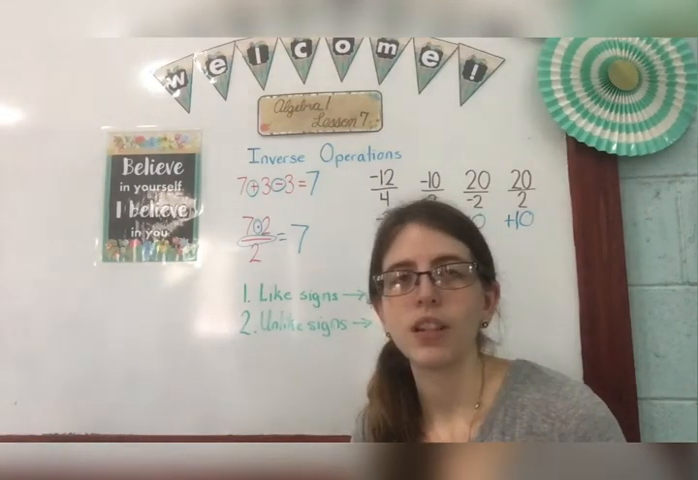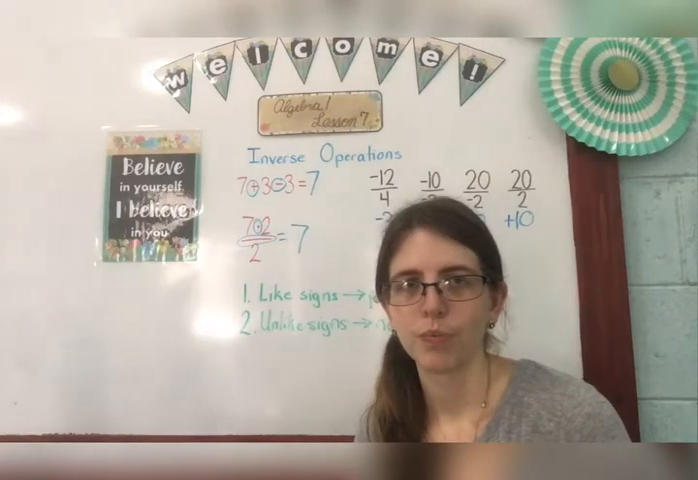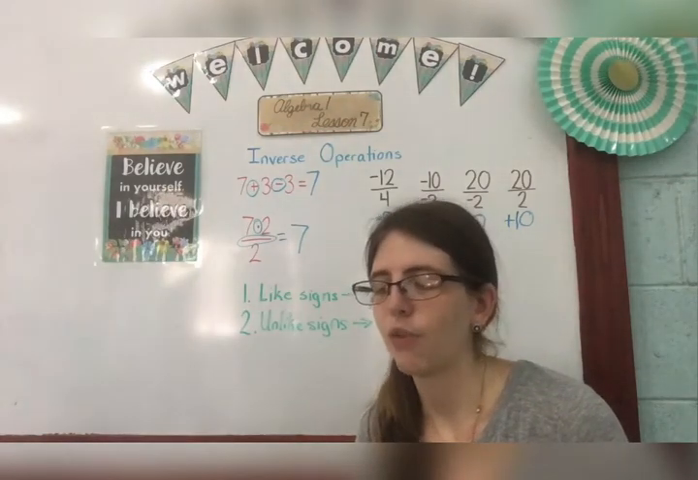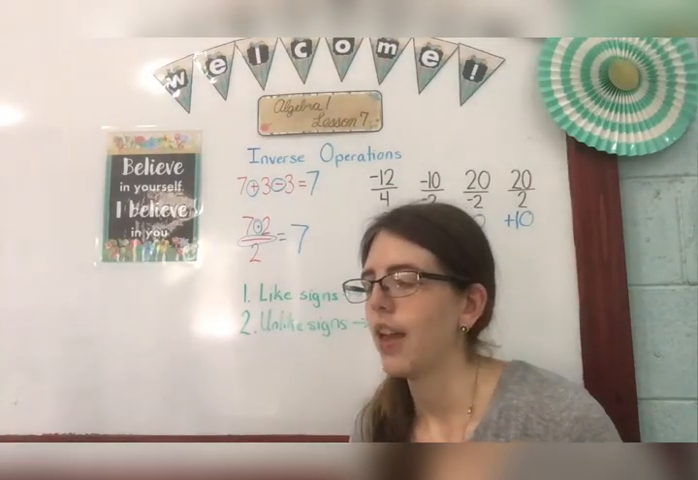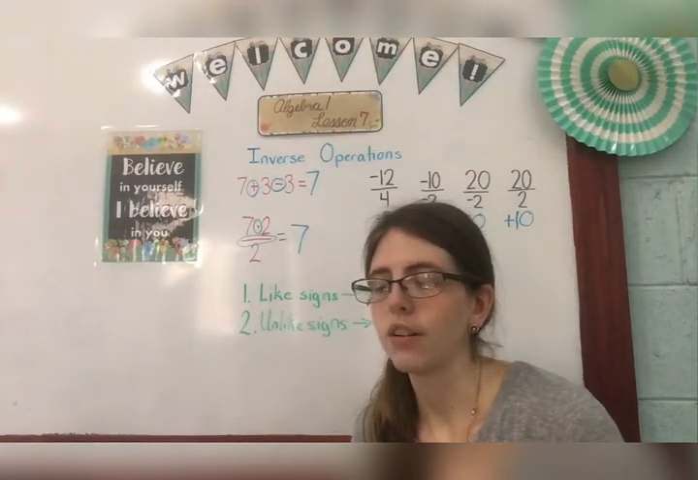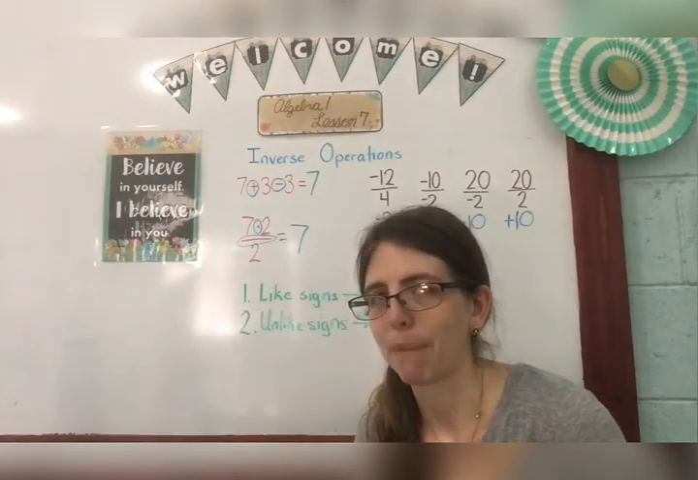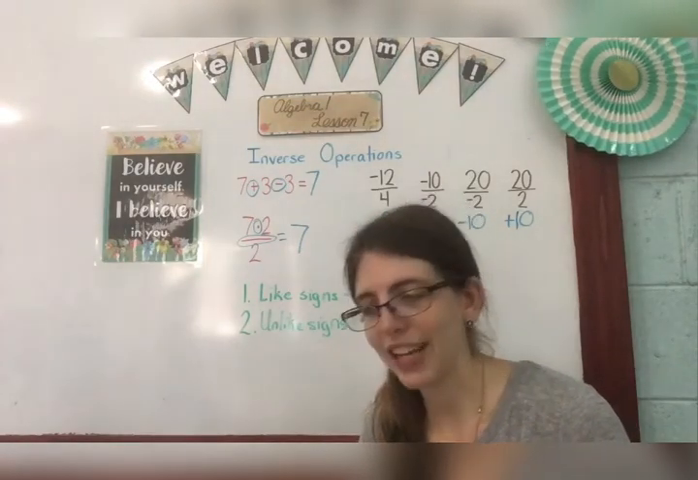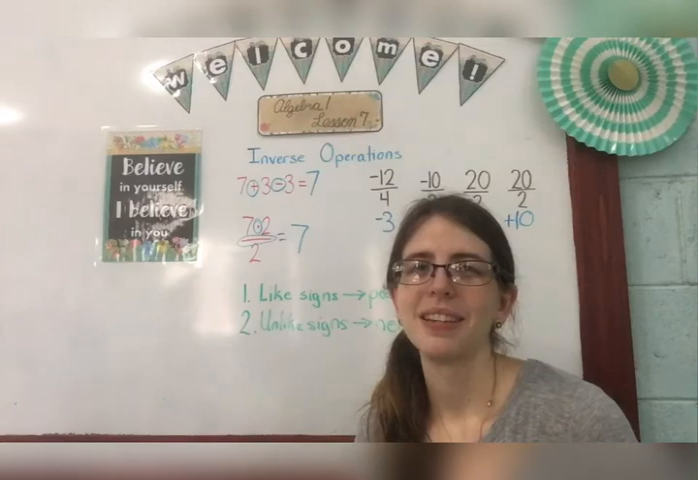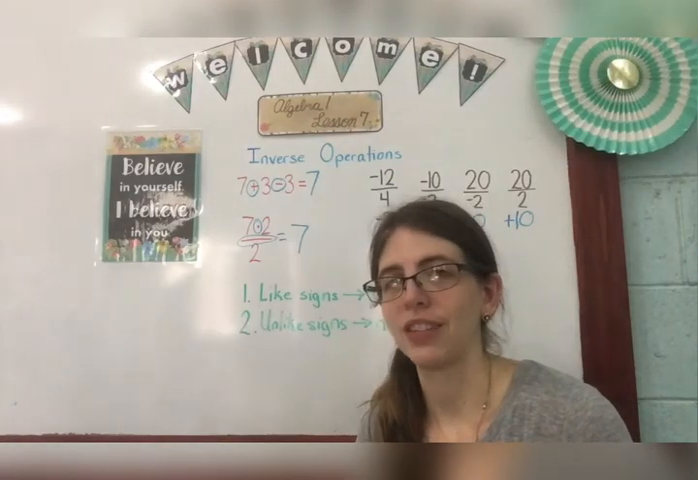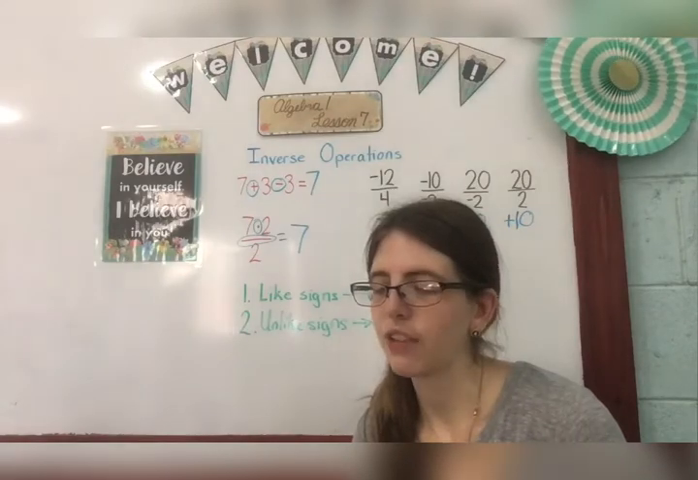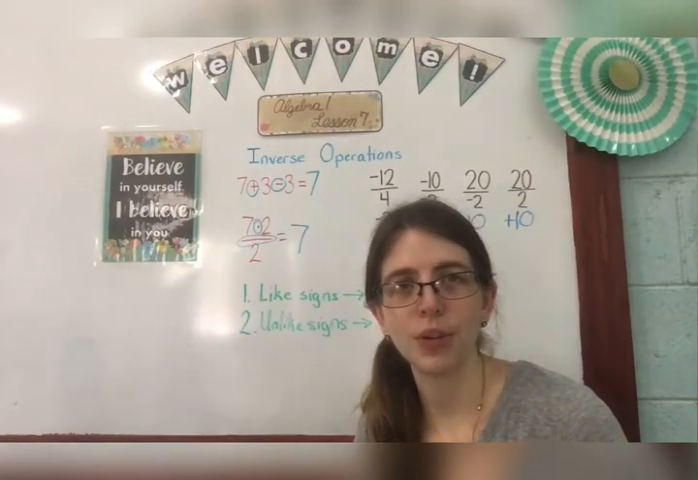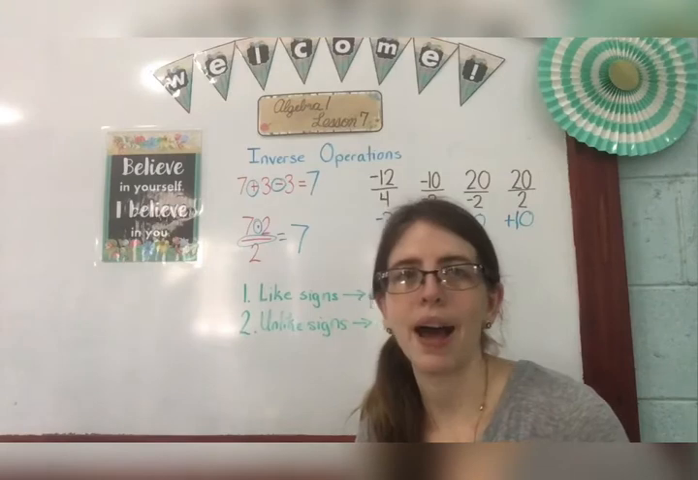C, negative 4 divided by 2. Well, there you have two different signs, a negative 4 and a positive 2, so your answer is negative 2. D is negative 4 times negative 2. That would be positive 8, because your signs are the same, they're both negative. Letter E, negative 4 again times negative 2. That's the same thing, positive 8.